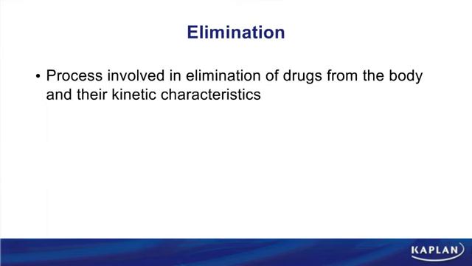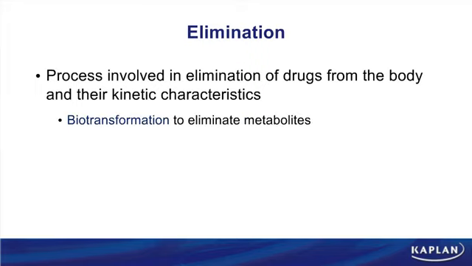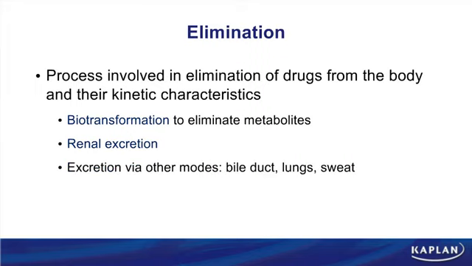Part 4 of pharmacokinetics involves drug elimination. Drug elimination, there's 2 main ways that we can eliminate drugs. That would be biotransformation, in other words, liver metabolism to eliminate the metabolites, or renal excretion. The liver and the kidneys are clearly the 2 most important organs for drug elimination. They're not the only organs, but they are the 2 most important ones.